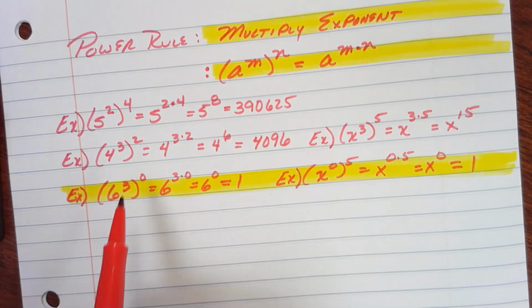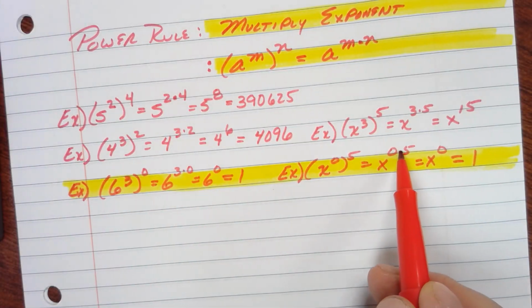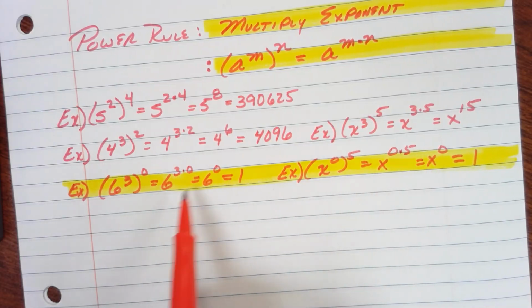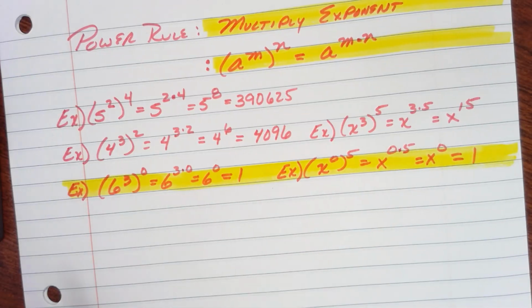Now the point here is it doesn't matter whether this 0 is on the inside or outside. I'm going to be multiplying those 2 exponents, and anything times 0 is 0. Any base raised to a power of 0 is equal to 1.